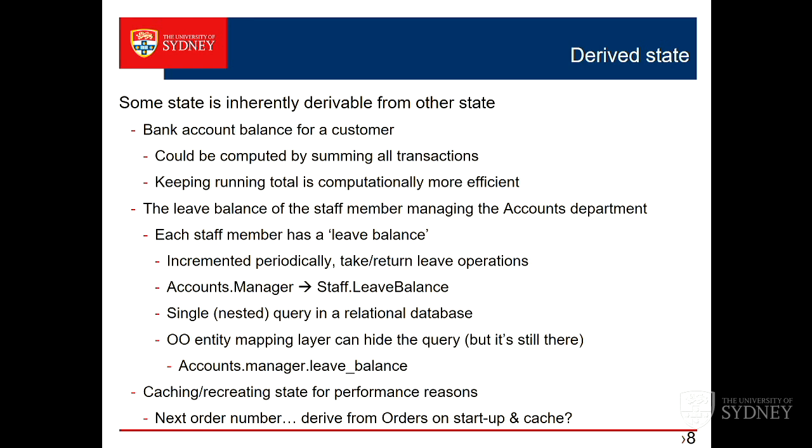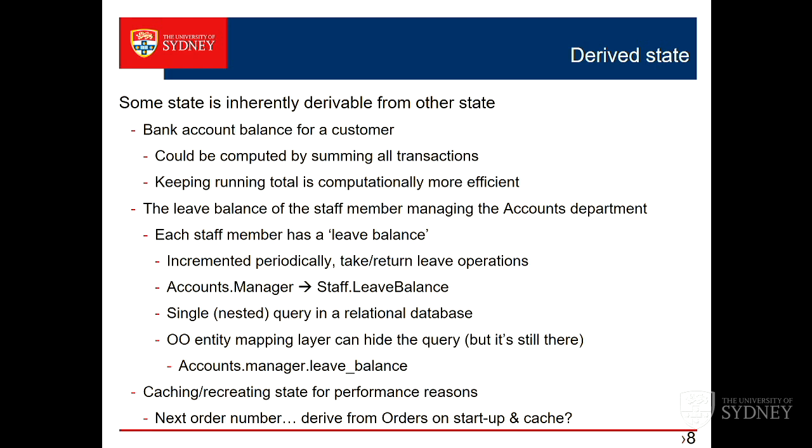I touched upon this before. There's also derived state. So some of the state in our system is inherently derivable from other state in our system. Now, as soon as you have something which is derivable from something else, red flags go up and say, how do you know they're consistent? Well, we'll talk about that.